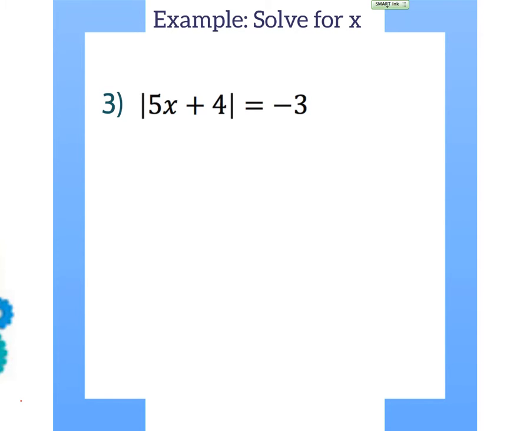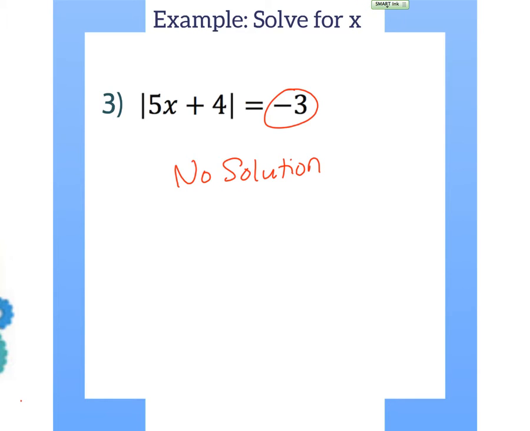Did anyone figure it out yet? Did anyone catch that it's a trick question? That it's no solution? A couple people? I saw some slight nods there. Remember that your absolute value itself has to be positive, so this one is no solution.